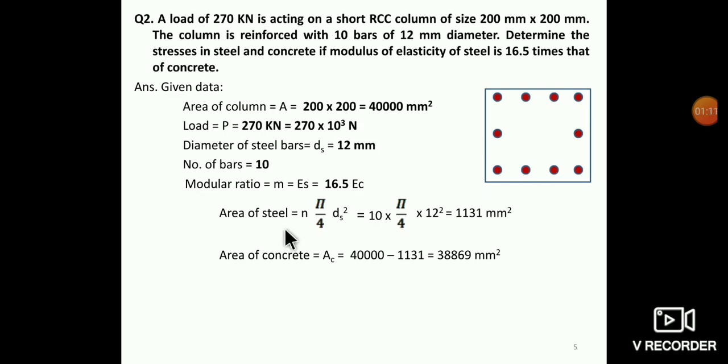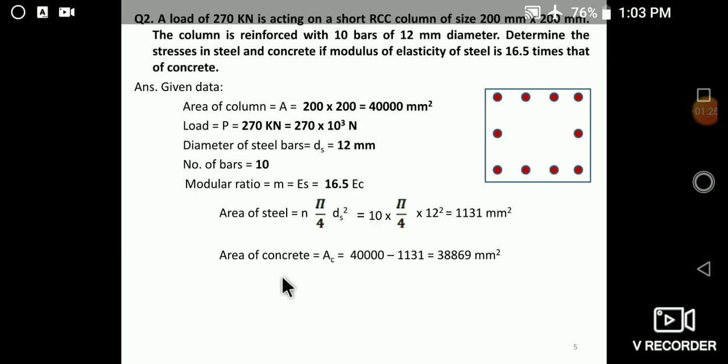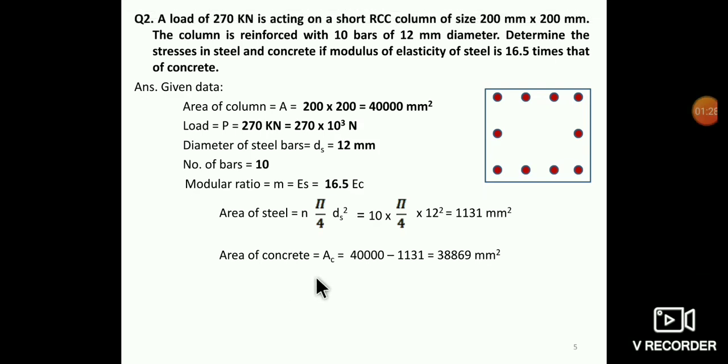So first we calculate area of steel by formula n into pi by 4 ds square. n means number of bars, which is 10, pi by 4 ds is 12, 12 square. We get 1131 mm square as area of steel. So how to calculate area of concrete? Ac is equal to 40,000 minus 1131, which comes out to be 38869 mm square as area of concrete.